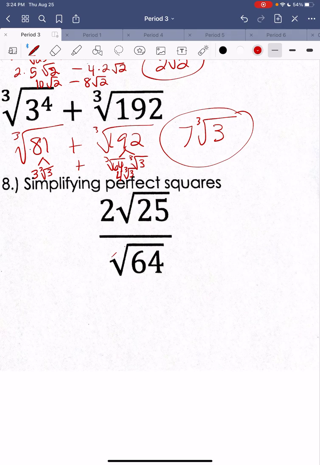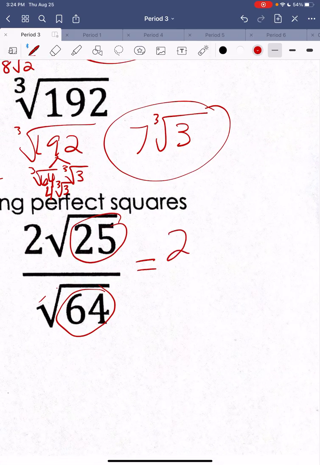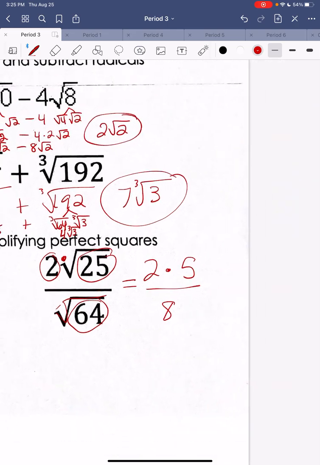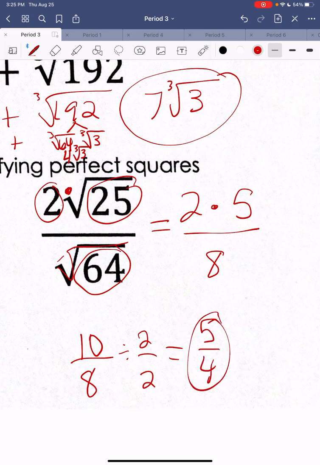The next one is dividing and simplifying using perfect squares. 25 and 64 are both perfect squares, so we can actually figure out what those are. The square root of 25 is 5, and when I see a number next to something with nothing in between, I need to assume that there's a multiplication symbol there. And then the square root of 64 is 8. To simplify that more, I multiply on top. And now I need to simplify my fraction of 10/8 by dividing both things by 2, which leaves me with 5/4.